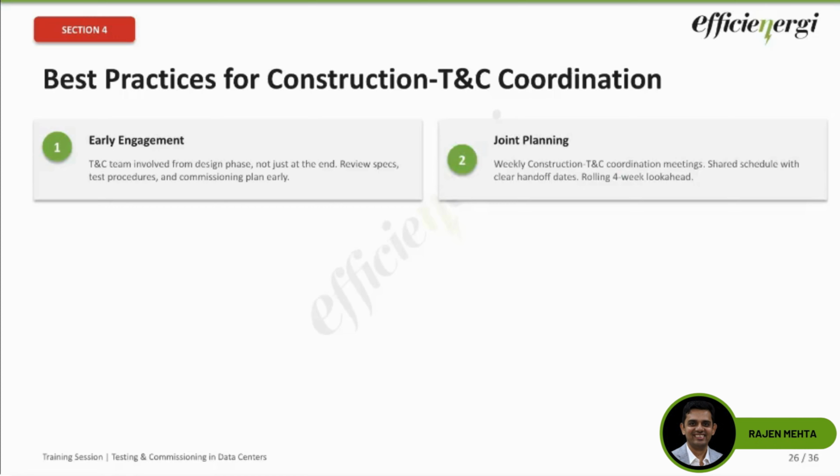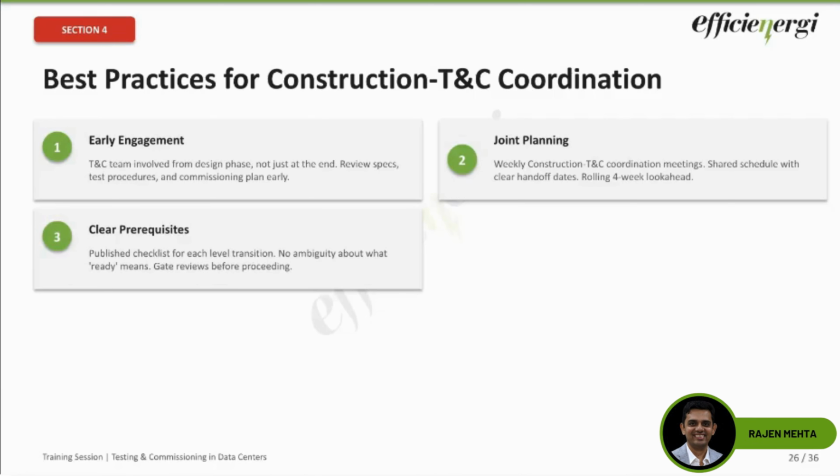Second is joint planning, is what I would say. Construction and TNC schedules have to be integrated. Weekly coordination meetings with both the teams, rolling 4-week look ahead, I would say. I know it's very important. You can identify issues much earlier. Then clear prerequisites, which I spoke about earlier. Remove the ambiguity from the ready definition.